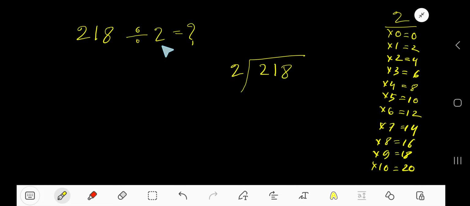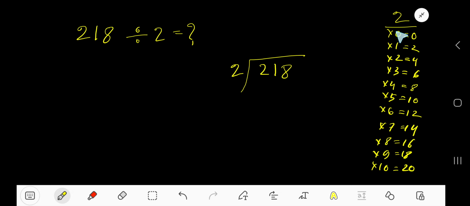218 divided by 2. Here 2 is a divisor, so we need the multiplication table of 2. 2 times 0, 0. 2 times 1, 2. 2 times 2, 4. 2 times 3, 6. 2 times 4, 8. 2 times 5, 10. 2 times 6, 12. 2 times 7, 14.